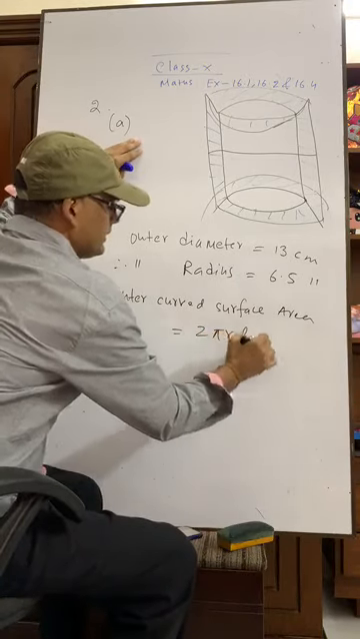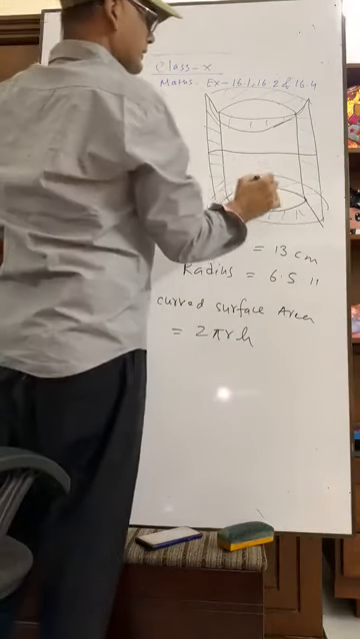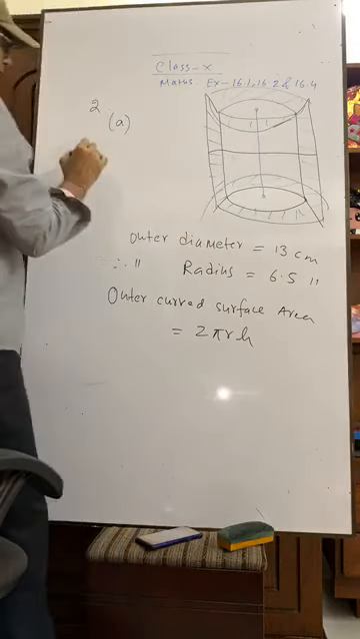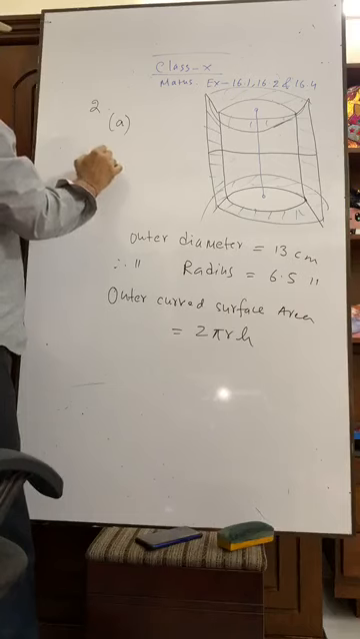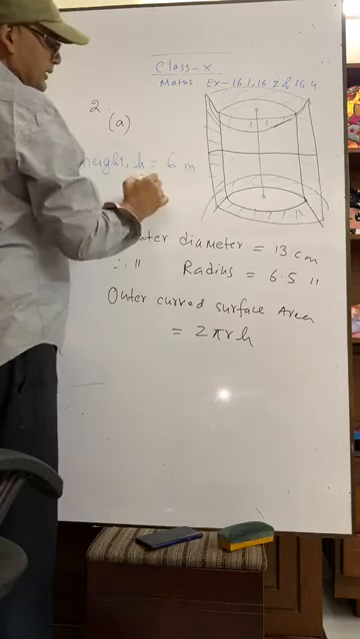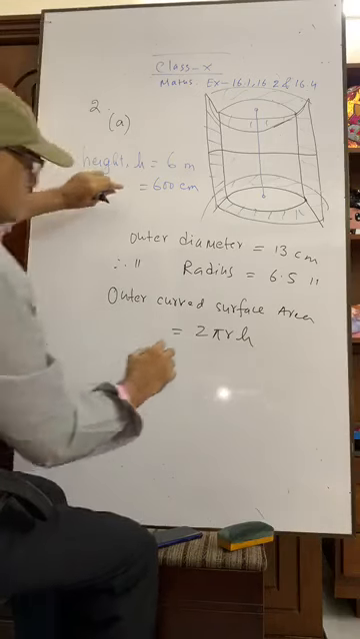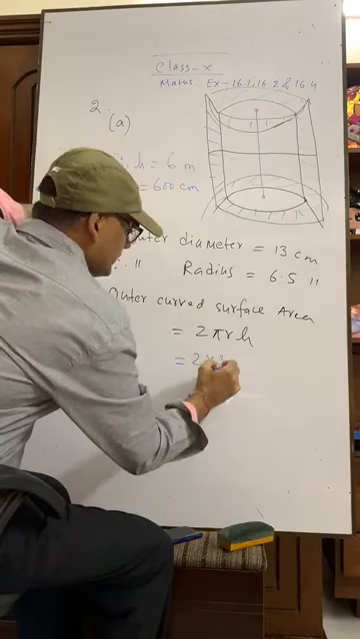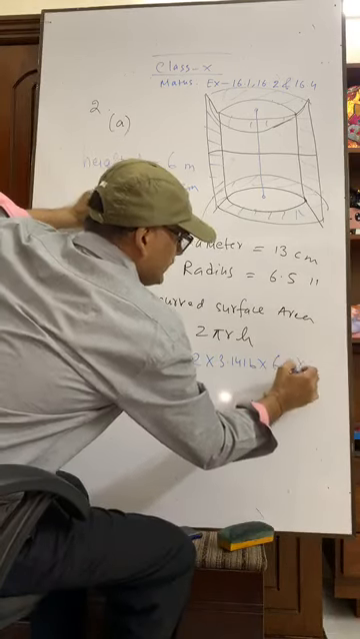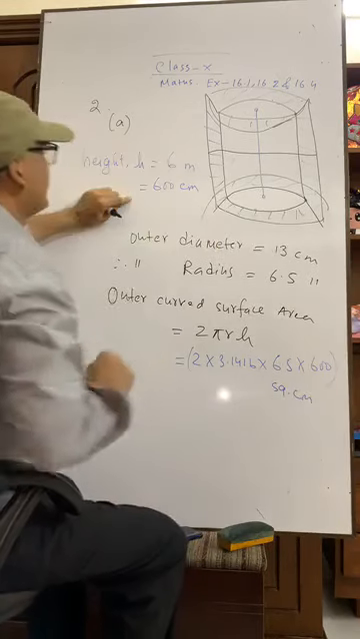Now in this question, this is height. Height equals to what? Write down. Height is equal to, it is given 6 meter. That means 600 centimeter. Now you put the values. This is 2 into 3.1416 into R. What is R? 6.5 into 600 square centimeter.